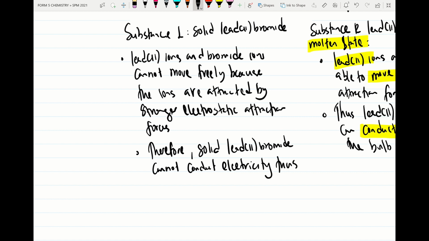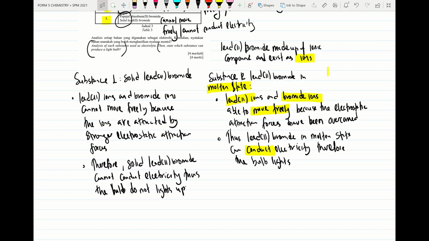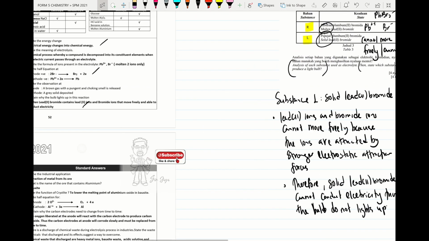Electricity. We put here thus the bulb does not light up. So these are the points that students must write in the exam. All right, so we move on to the next question.